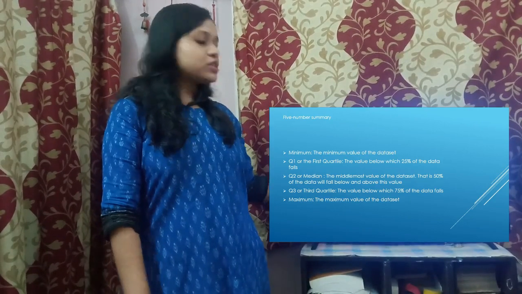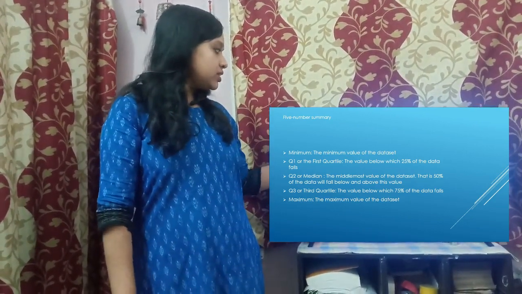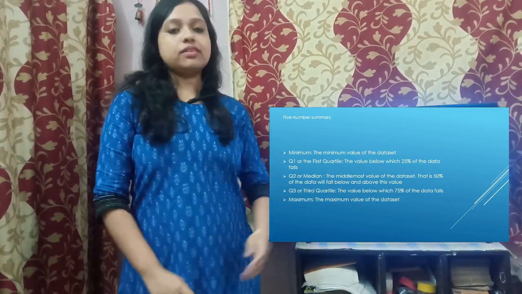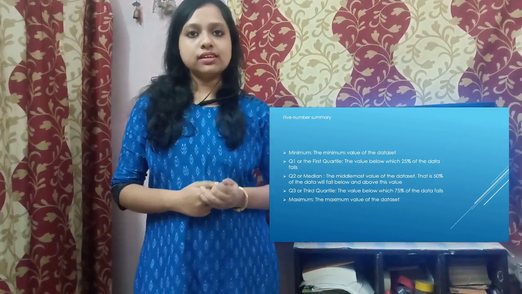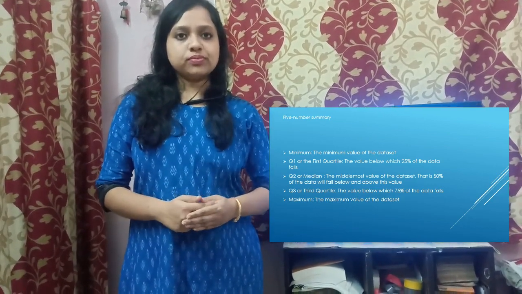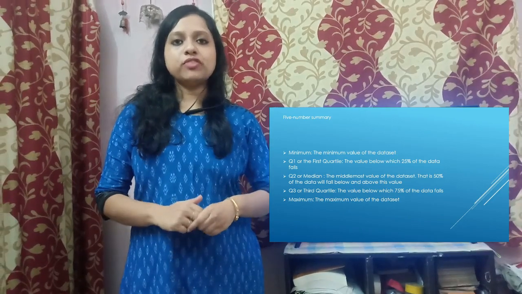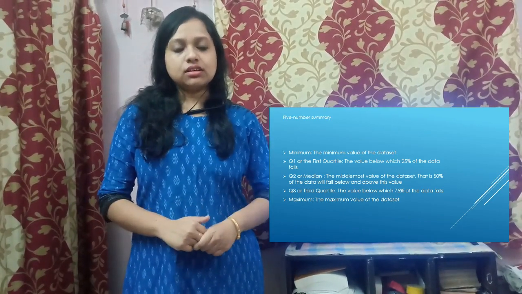So a box plot has this 5-number summary. The 5-number summaries are minimum, first quartile, median, third quartile and maximum. Now what is minimum? Minimum is the minimum value of the data set.